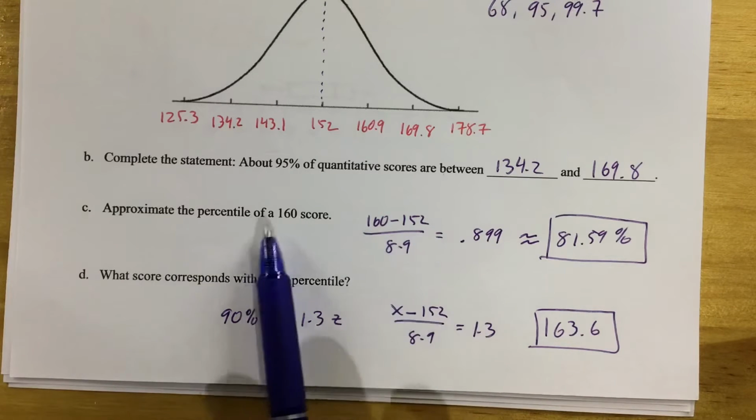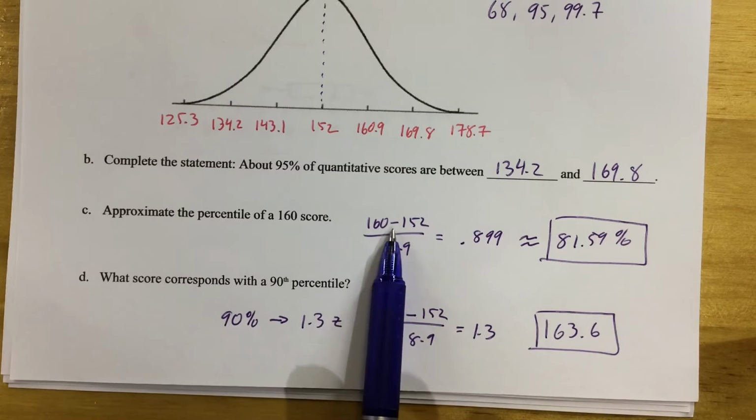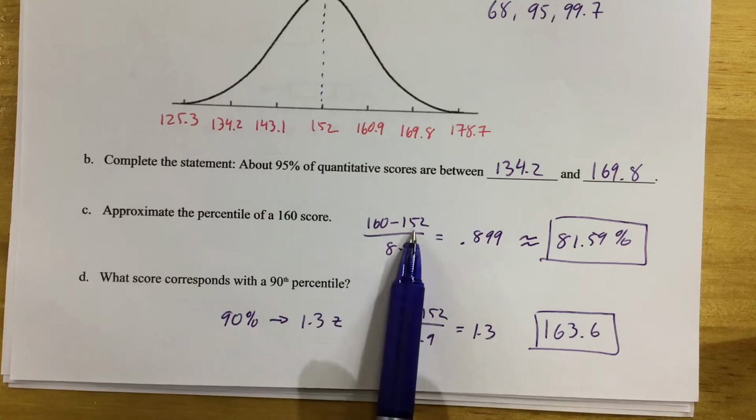Okay, we start with a value that we're interested in, which is 160. We're going to subtract the mean, the 152 that was given at the beginning. You're going to subtract the 152. That difference, you're then going to divide by 8.9.